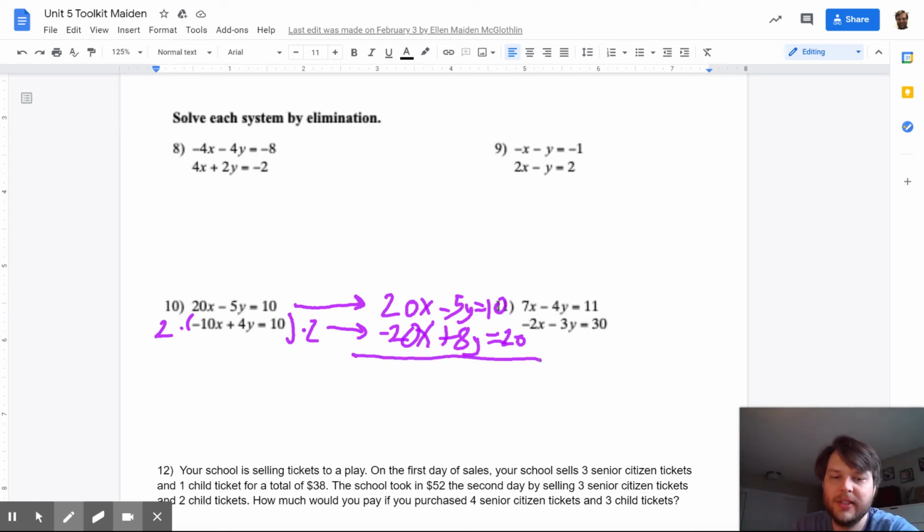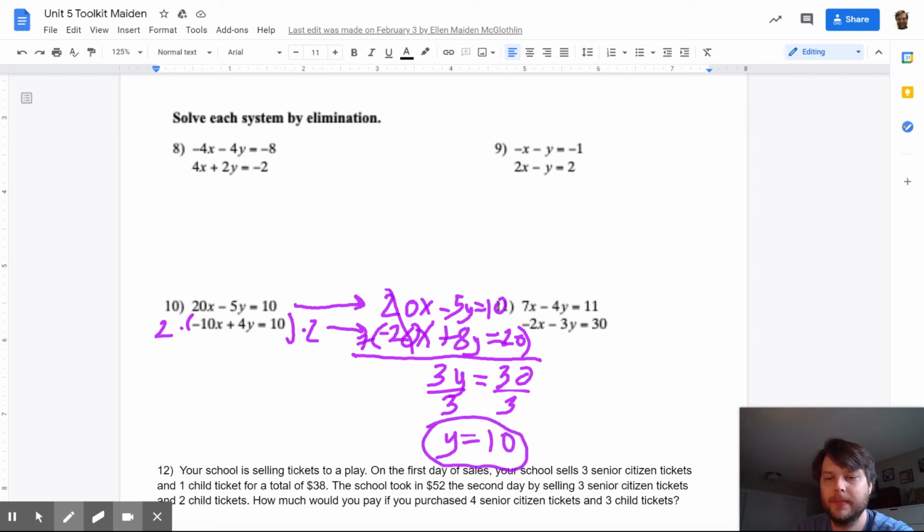There's a positive x and a negative x, so I'm going to add these two equations together because a positive and a negative will eliminate. Positive 20 and negative 20 eliminate. Negative 5y and positive 8y makes positive 3y. 10 plus 20 makes 30. Divide both sides by 3, and we get y is equal to 10.